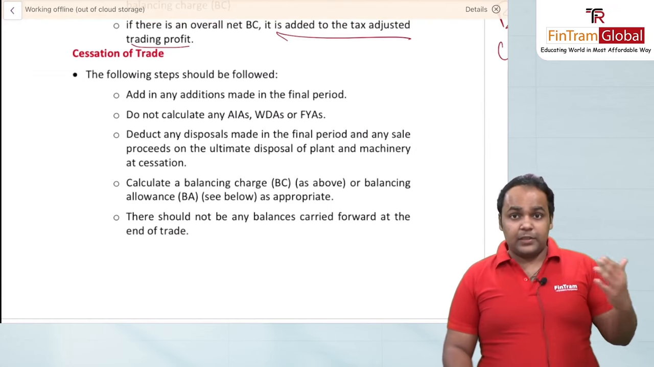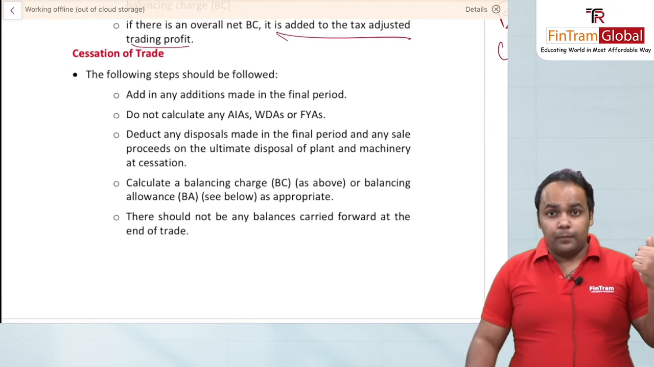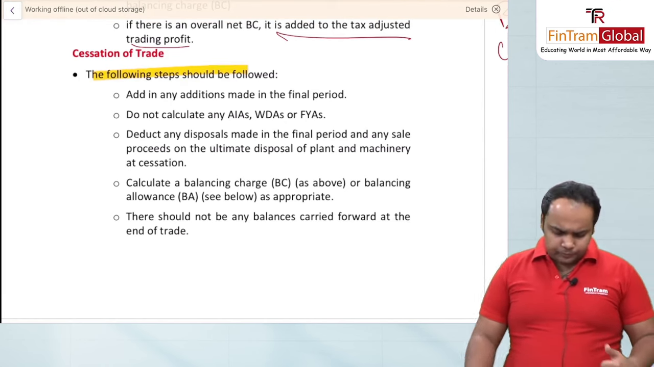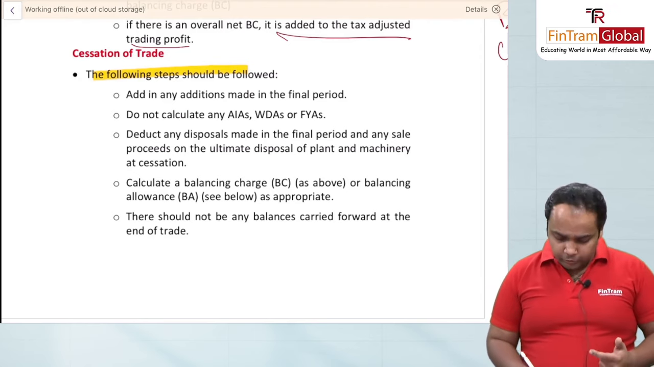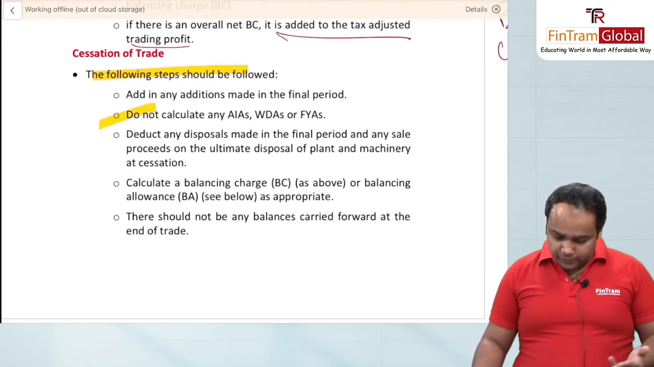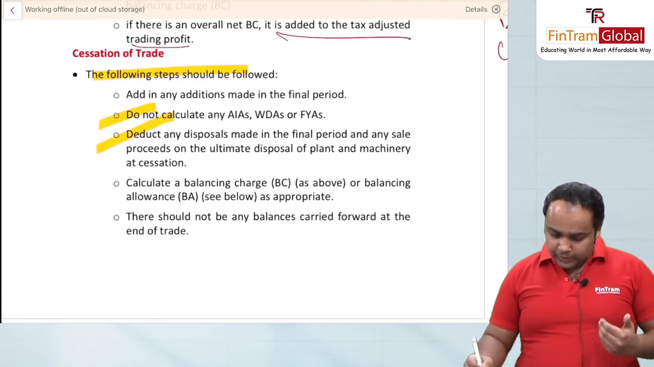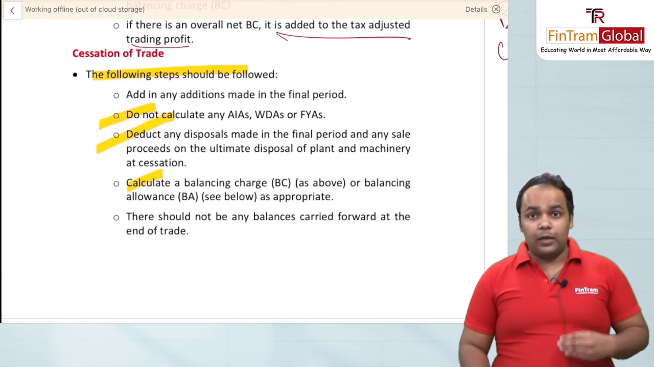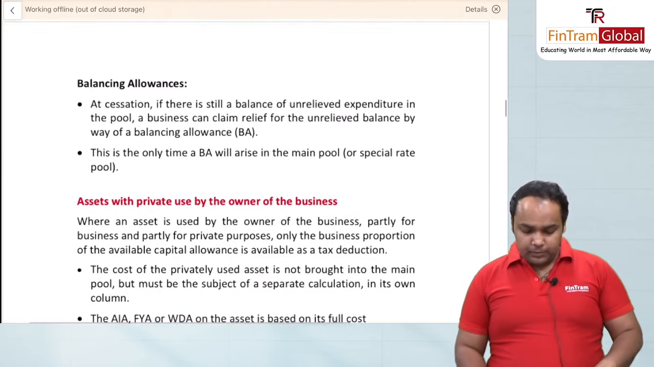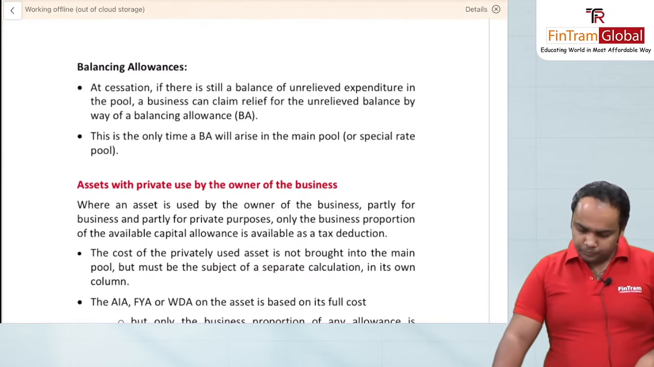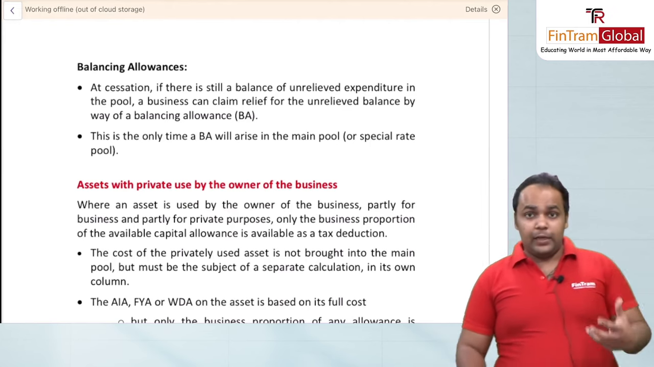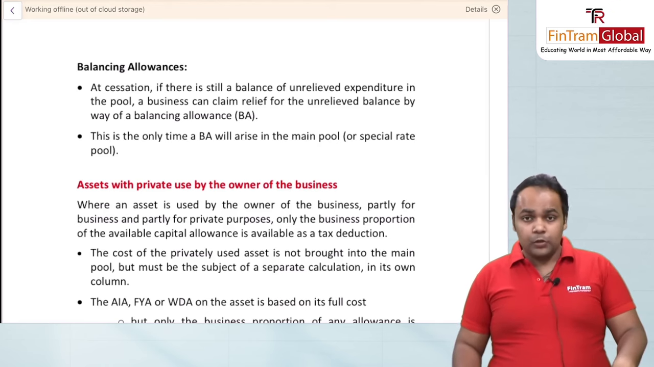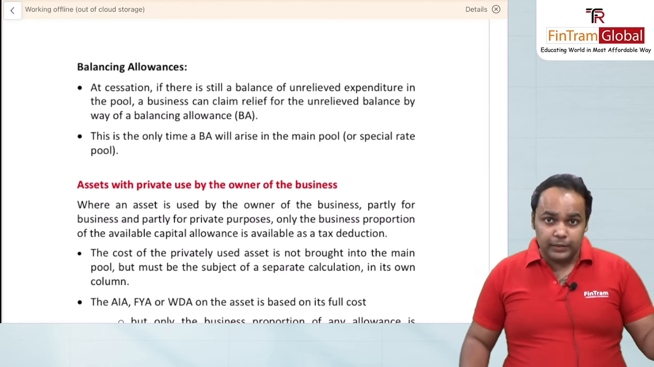And there are specific steps that you must undertake for calculation of any capital allowances on the cessation of trade. You calculate any additions, you do not calculate any AIAs, WDAs or first year allowance. You deduct any disposals, calculate a balancing charge or balancing allowance, and there should not be any balance carried forward after the cessation of the trade. Obviously, when the trade ends, there should be no balance of assets remaining in the main pool or any pool for that matter. So, a balancing charge or a balancing allowance will have to be given.